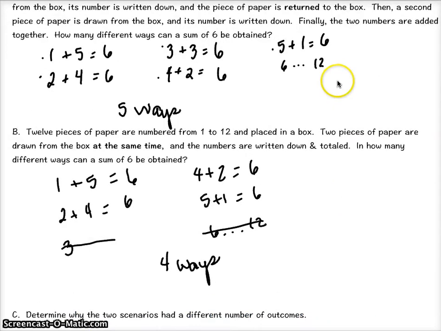So when you are comparing a scenario with replacement to a scenario without replacement, make sure you notice that it will change the number of ways that an outcome can be completed.